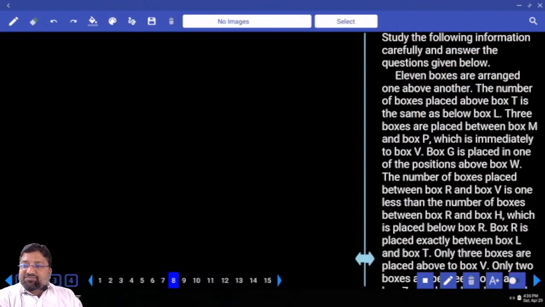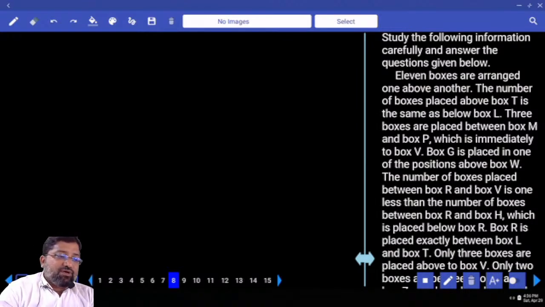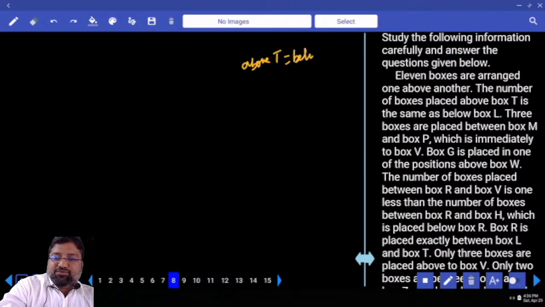11 boxes are arranged one above the other. How many boxes? 11 boxes, arranged one above the other. Read the next line. The number of boxes placed above P is the same as below L. Above P is equal to below L. Next.